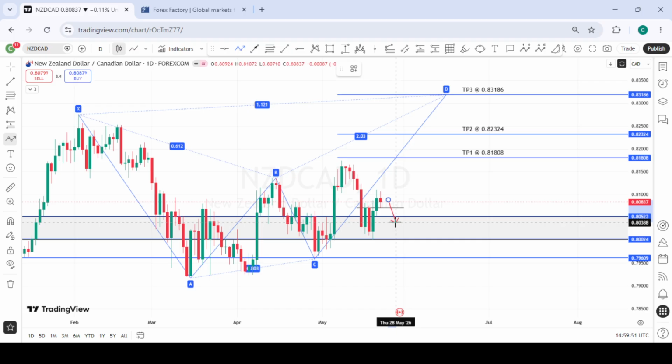or should price pull back and give us a much deeper pullback into this area of interest, we can still look for buying opportunities from here, and we'll take our buys to the upside on NZDCAD. So we are very bullish on NZDCAD for the coming week.